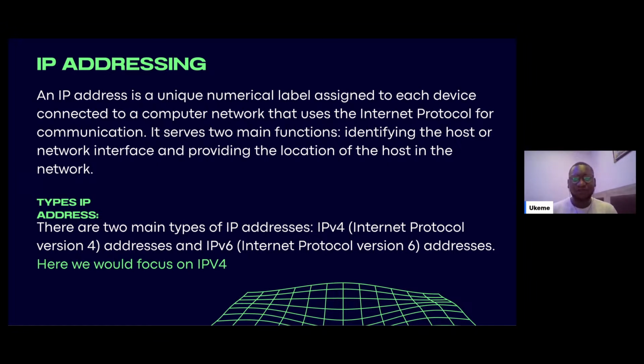So it serves two main functions: identifying the host or network interface and providing the location of the host in the network. Let me explain that now. So every single device that is connected to each other has something like a unique identifying number, a numerical figure, or like I said here, a label that identifies that particular device.